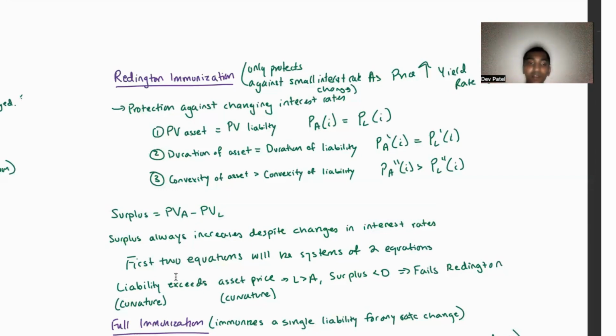So if the liability ever exceeds the asset price, then the liability will be greater than the asset. The surplus will be less than 0. That fails the Redington immunization process.